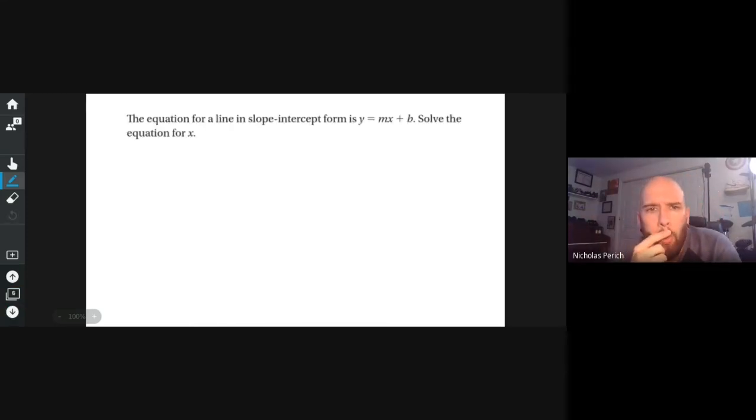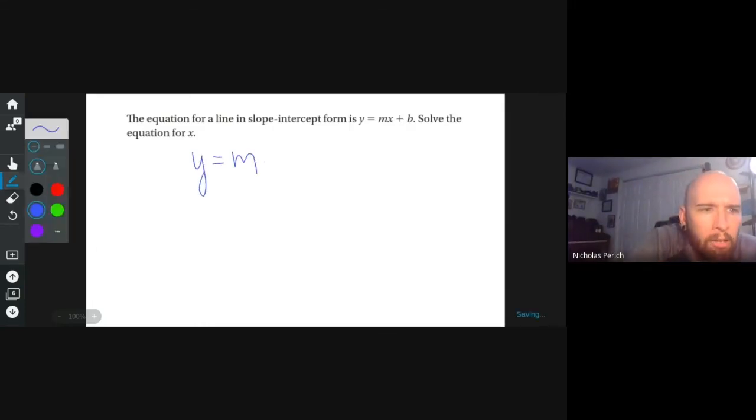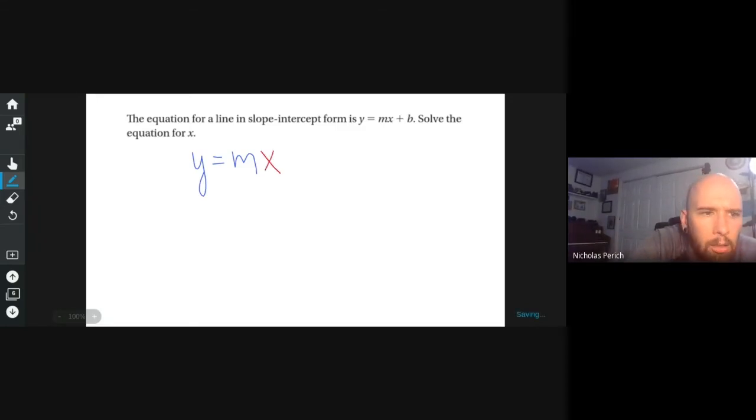The equation for a line in slope-intercept form is y equals mx plus b. Solve the equation for x. Oh, I've done this before. Y equals m, and I'll make x red, x plus b. Is x all by itself? No, I have m attached and I have b floating around. Always get rid of the guy that's floating around first. Minus b, cross it out. On the left, do y and minus b combine?